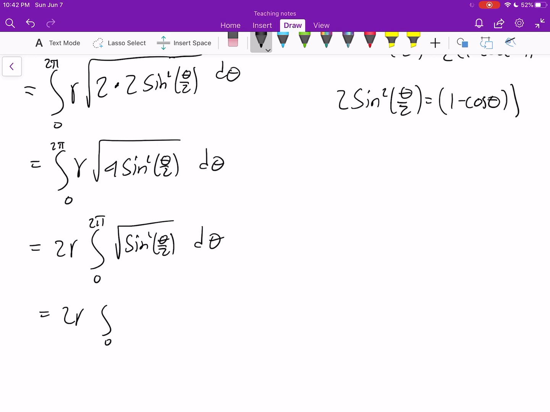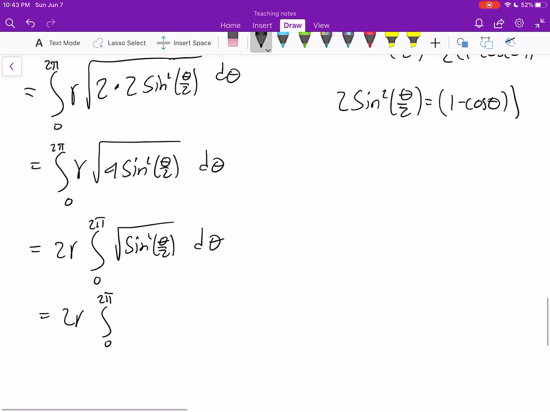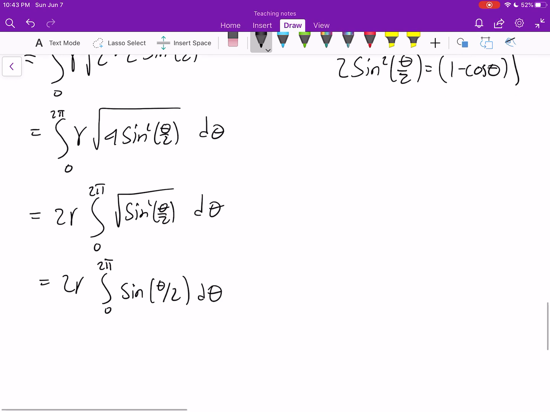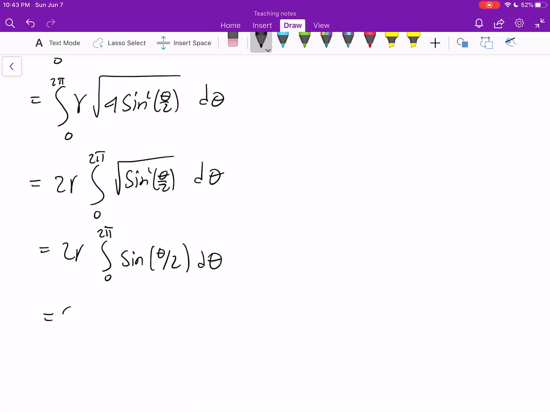So this is the integral from 0 to 2 pi. Sine squared theta over 2 is positive between 0 and 2 pi, so when I take the square root, I don't have to worry about the absolute value there. Otherwise, I would have to break up the integral over where it was positive and negative. So now I can integrate. This is going to be negative cosine theta over 2, and then I'm going to multiply by 2 to get rid of the factor of 1/2 when I take the derivative. And this is going to be evaluated between 0 and 2 pi.